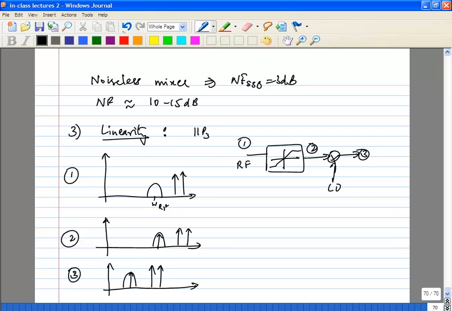In the case of a mixer, on the other hand, you could have a problem if you have a cubic nonlinearity and even a single interferer at the input. I'll give you an example.